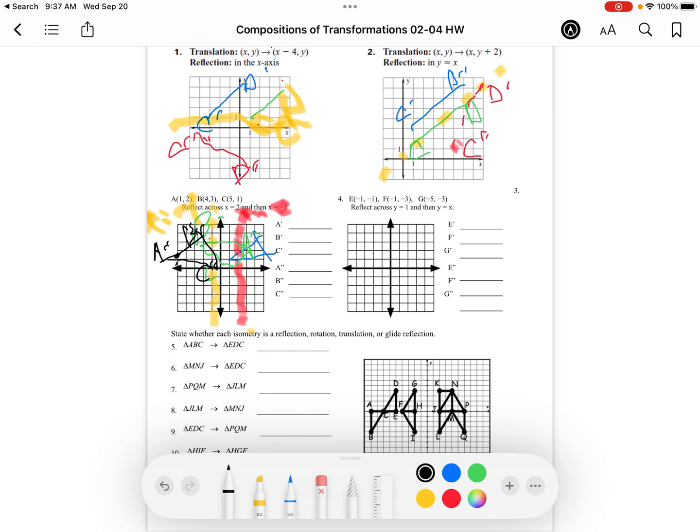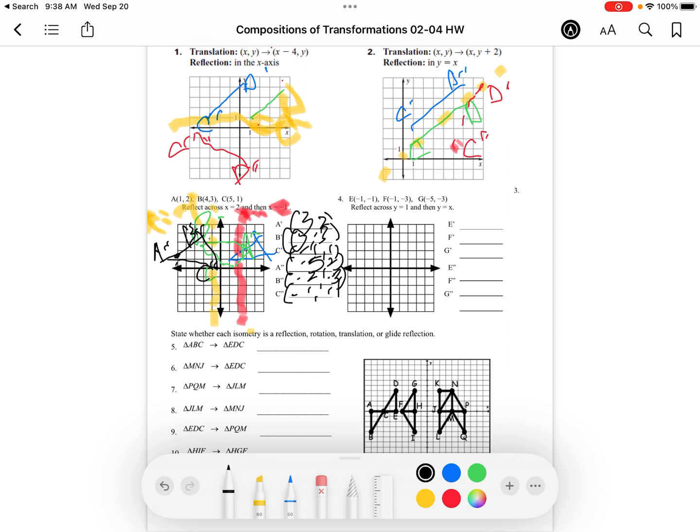For numbers, we've got, if I can hold this steady, 3, 2, 0, 3. I'd love to write this smaller. -1, 1, -5, 2, -2, 3, and -1, 1, representing A prime, B prime, C prime, and A double prime, B double prime, C double prime.